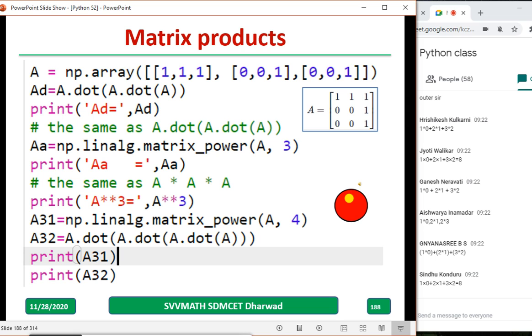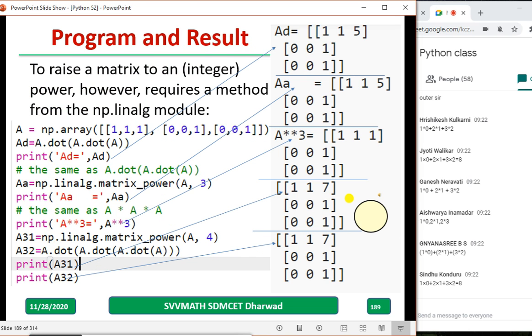Okay, I'll go to the next slide. I'll show you the result also. Please go through the result. The program all of you already copied, even if 1 or 2 lines are remaining, now also you can copy down. Whatever answers I showed you in the previous slide for 1 1 1 0 0 1 0 0 1, A square, A cube, A4, like that, the same answers I'm getting using these Python functions.